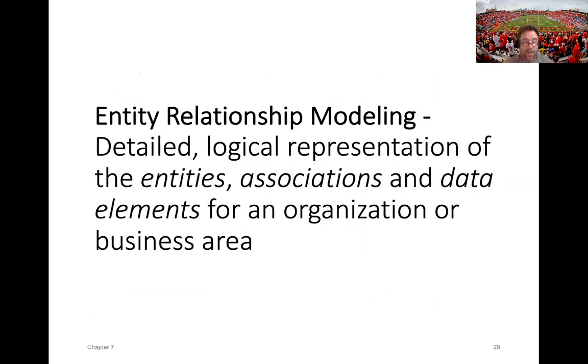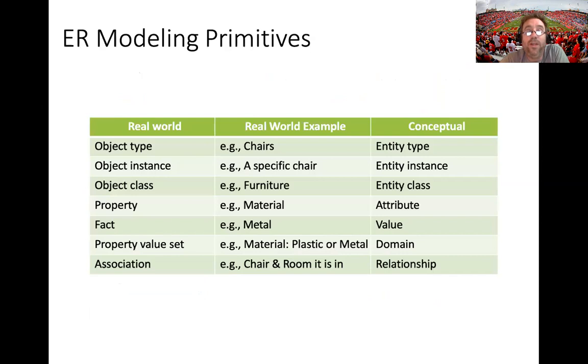And then we go into entity relationship modeling, the detailed logical representation of the entities, associations, and data elements for an organization or business area. Do you remember the terminology? I gave you this slide just to make sure you understand the difference between an example of what we talked about, and what we would actually call it in the entity world. So we had object type becomes entity type, object instance becomes entity instance, object class, entity class, property attribute, fact value, property value set domain, and association relationship.